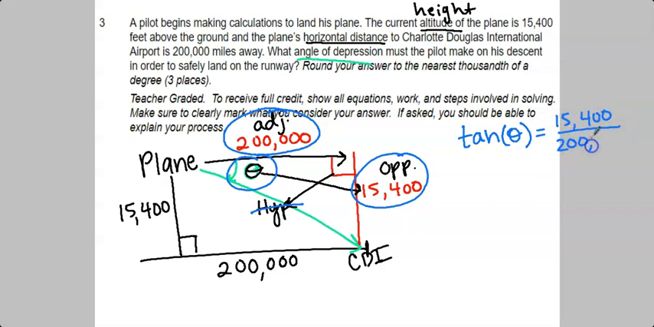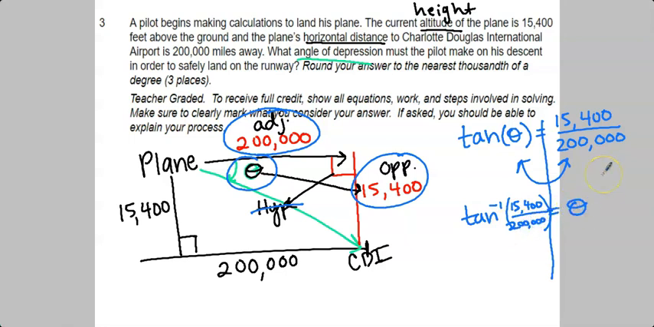divided by 200,000. Now we need to solve for theta, which means we're going to switch it to the inverse. So tangent with a little -1, and this is going to be kind of squishy. So, there you go. All right, it is calculator time, so let's grab Desmos.